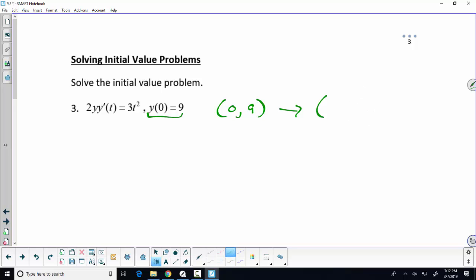So then we would look at the ty coordinate system. And again, these initial conditions or initial values are the things that help us find the constant.